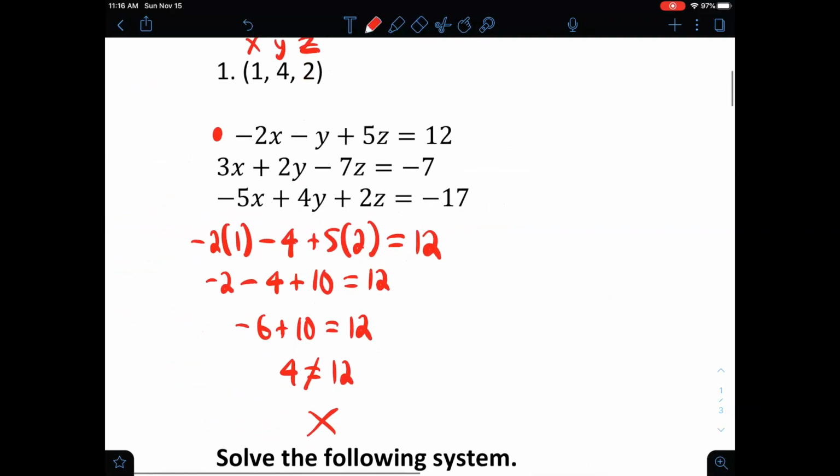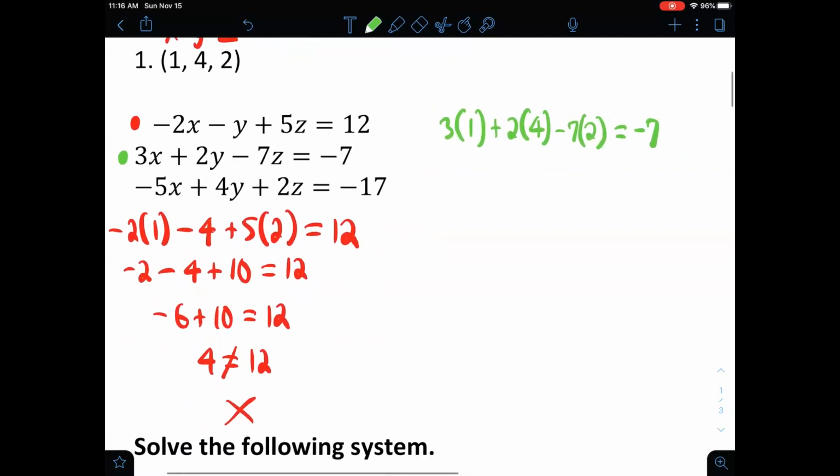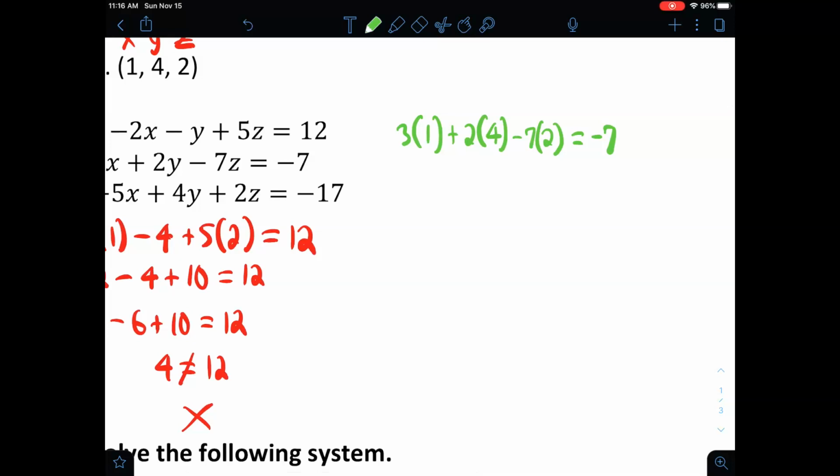We did red. Let's go ahead and use green for the second equation. So we have 3x plus 2y minus 7z equals negative 7. We're going to plug in 1 for x, so 3 times 1, plus 2 times y, which is 4, minus 7 times z, which is 2, equals negative 7. This is actually extra work, because like I said, we don't have to go on and check more of these, but we're just going to get the practice. So 3 times 1 is 3. 2 times 4 is 8. Negative 7 times 2 is negative 14.